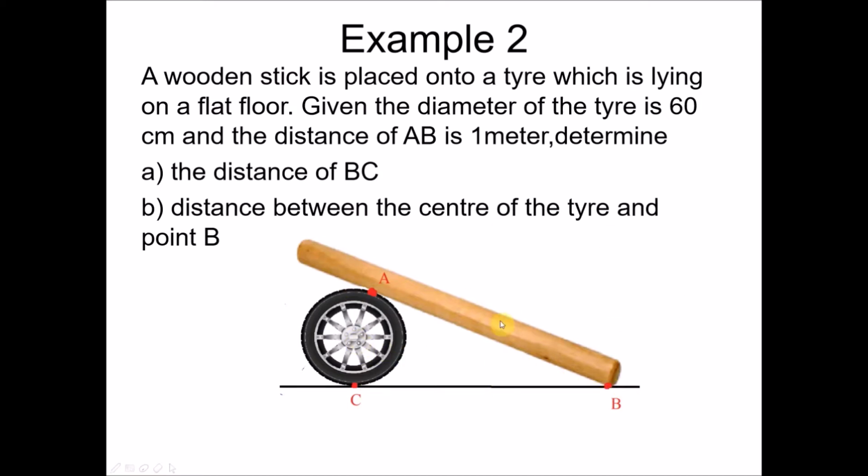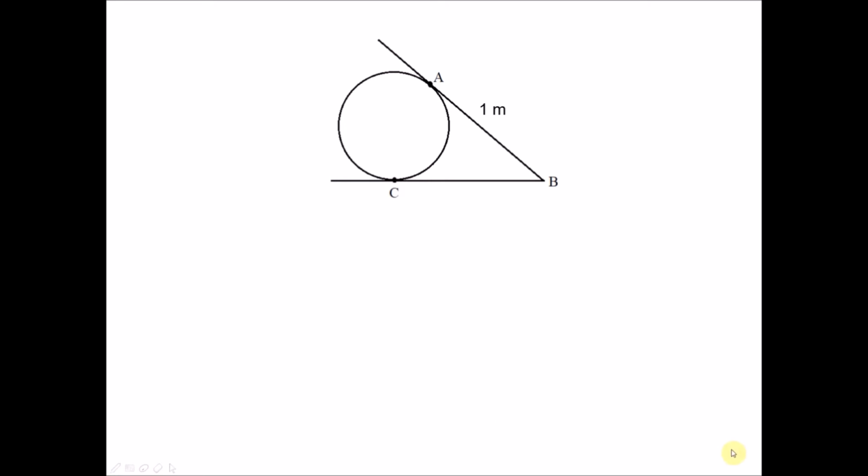So we can actually redraw this diagram so that it forms something like this, where this is the point A, where the stick touches the tire, B, the stick touches the floor, BC is the floor. Since the tire is lying flat on the floor, we can say that BC is the tangent to this tire. Since the stick also lies on the tire at one point here, A, this line AB is also the tangent. Given AB is 1 meter, we are now looking for BC. So according to the properties that we've learned, whenever you have two tangents of the same circle that intersect at the point B, AB equals BC. They have the same length. Hence BC equals AB equals 1 meter.